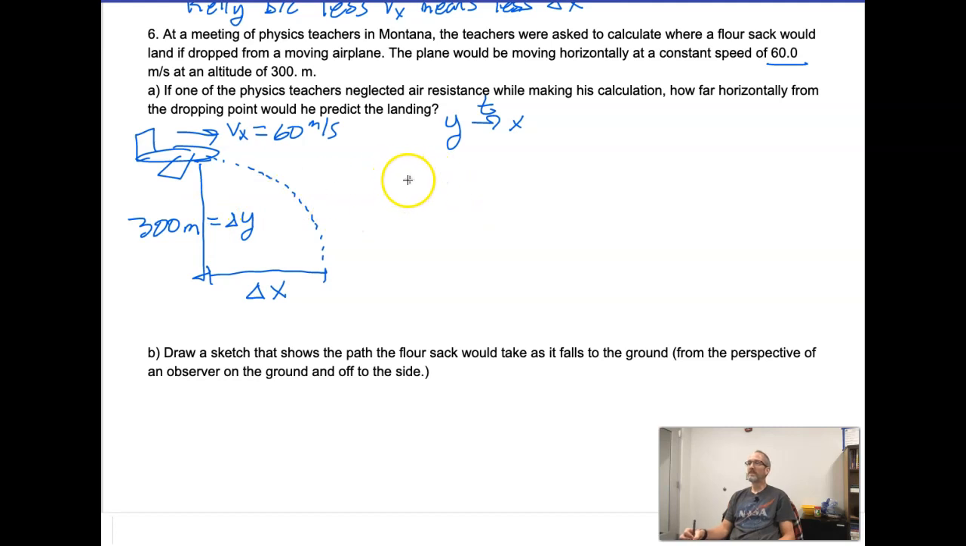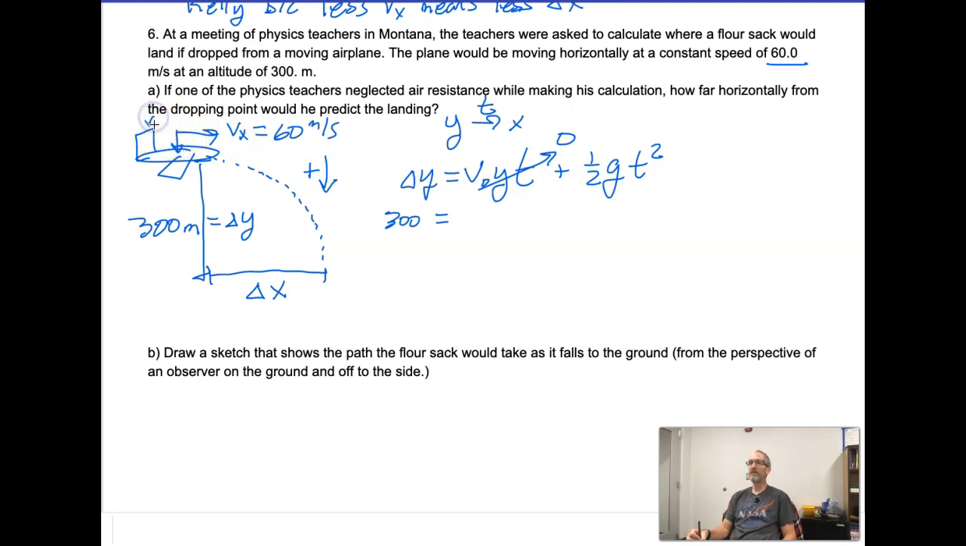Whenever you want to find time, we know delta y is equal to the original speed in the y times time plus 1/2 of gravity times time squared. Why is gravity positive? Because it is moving down, and we say down is positive here. The height is 300 meters. Voy times t is 0, because when it is just let go, the bag of flour does not have any speed in the y yet.